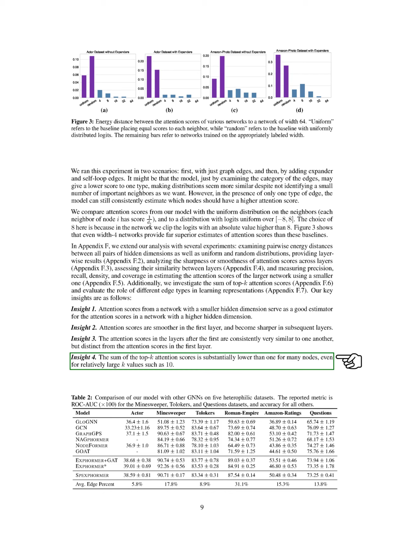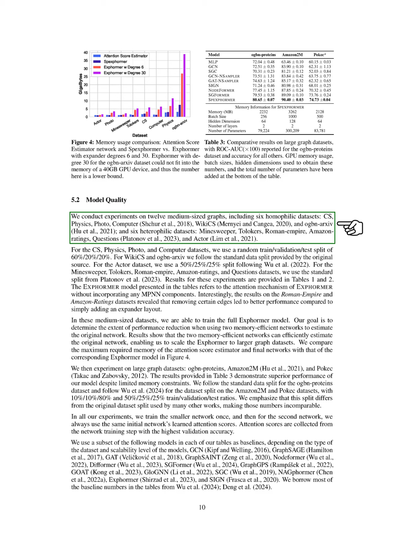Section: Model Quality. In this section, we conduct experiments on 12 medium-sized graphs, which include 6 homophilic datasets: CS, Physics, Photo, Computer, Wiki CS, and OGBN Archive, and 6 heterophilic datasets: Minesweeper, Tolokers, Roman Empire, Amazon Ratings, Questions, and Actor.